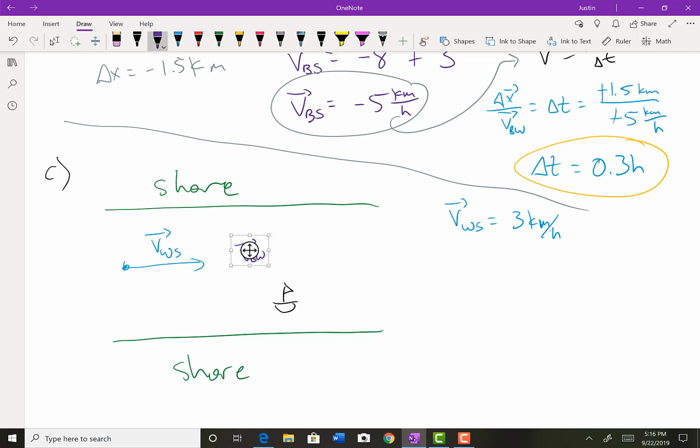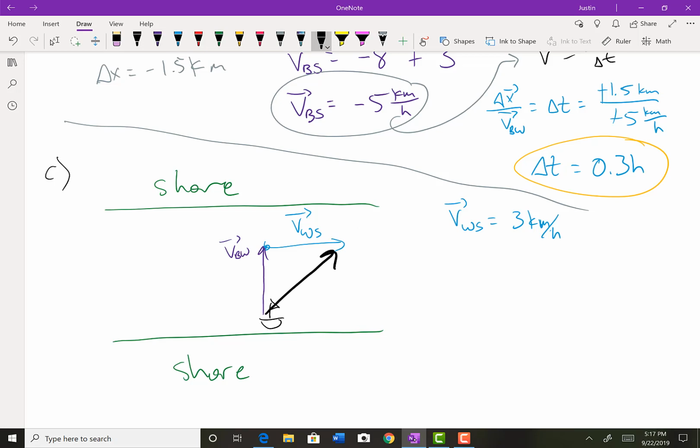Let's make this a little bit bigger to make it a little more proportional, something like that. So as you can probably guess, the velocity in which we'd have to point, well, let's add up these vectors. So if we added up these vectors like this, this would be the total velocity that the boat would travel.